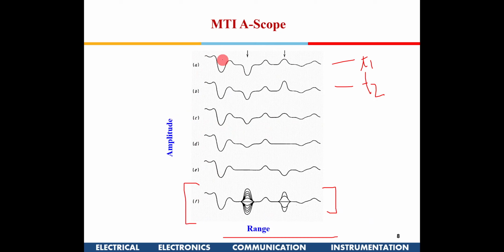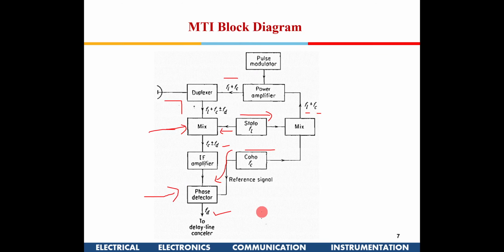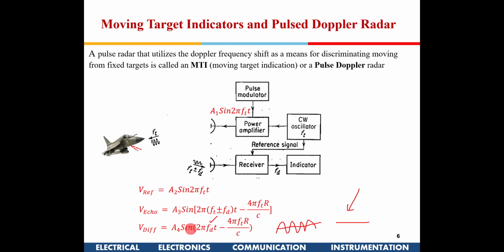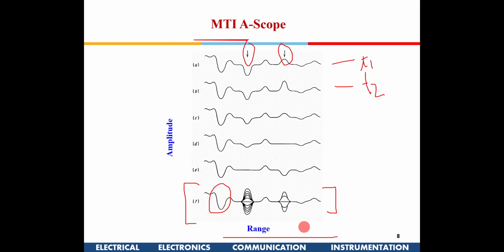So if you see here, for all stationary objects, it's a DC signal. It doesn't change with time, so you will get an image like this. Whereas here, this is a moving target, and here also you have a moving target. In the moving target, as we saw, it is a sinusoidal signal, so it's not fixed, it's not at the same value, it keeps changing. So you will see an eye diagram here. This way you can say, okay, I have a moving object here, I have a moving object here.